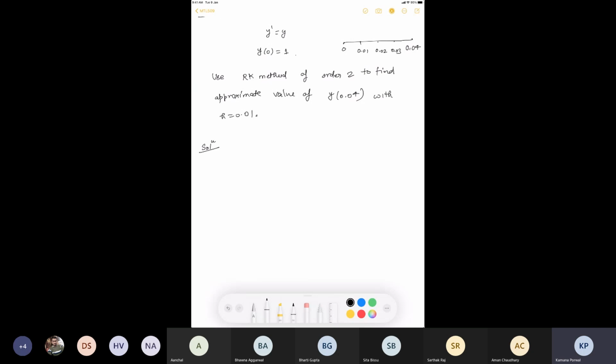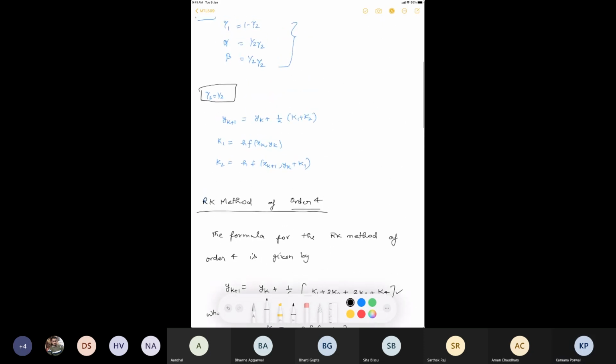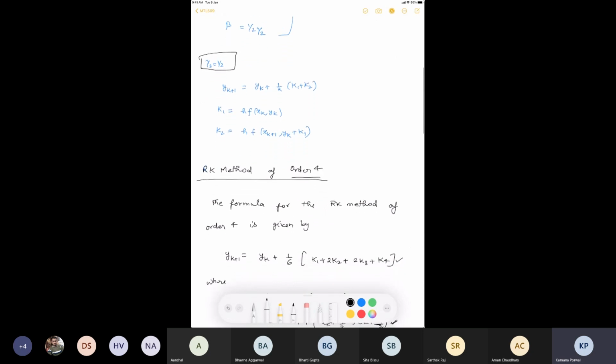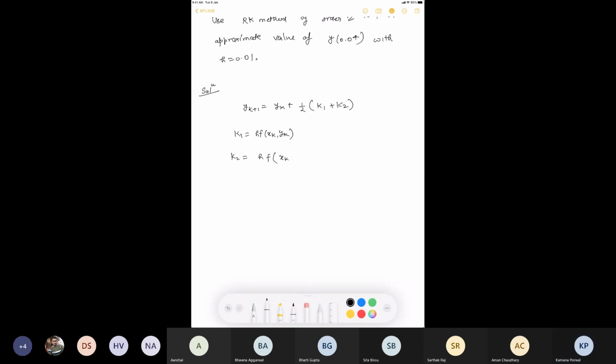So this means that yk plus 1 is given by yk plus 1 by 2 of k1 plus k2, where k1 is h times f evaluated at xk, yk, and k2 is h times f evaluated at xk plus 1, yk plus k1.